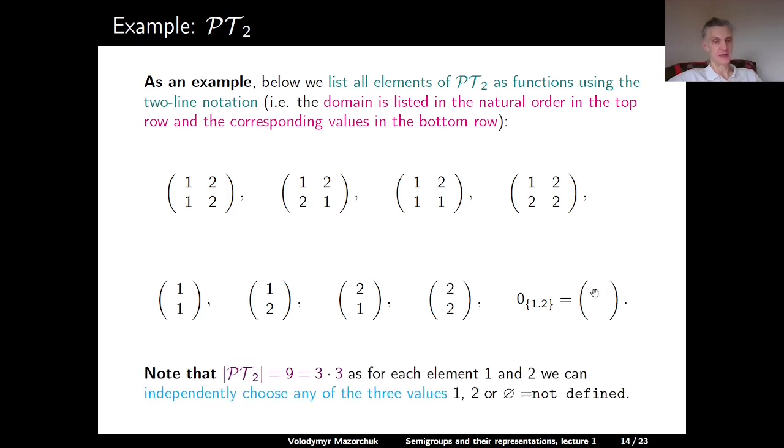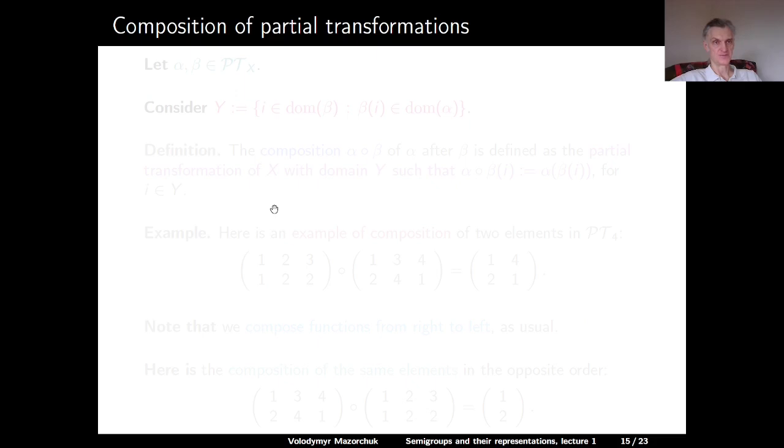Altogether we have 9 elements, and 9 is 3 times 3. And so the cardinality of Pt2 is 3 times 3, because for each element in the original set 1, 2, we can choose the image of each of these elements to be either 1 or 2 or undefined. So we have 3 choices for 1 and 3 choices for 2. Altogether we have 9 elements.